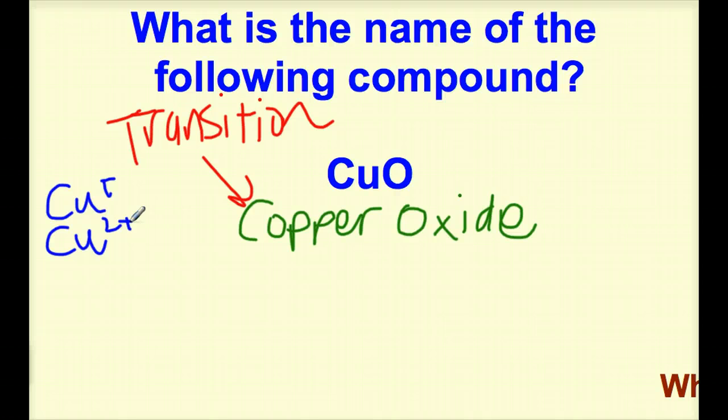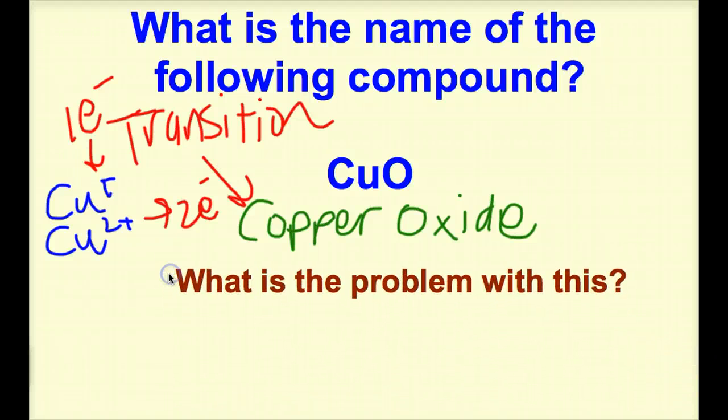So if I take a look at this, a 1 plus is going to get rid of 1 electron, a 2 plus is going to get rid of 2 electrons. I'm going to need to make sure I know which one this is. So it says, what's the problem with this? I need to know which one we're using. So let's think about this, right? Oxygen is in 6A. If I'm in 6A, that means my charge is 6 minus 8 is negative 2, right? So I know this oxide has a negative 2 charge.